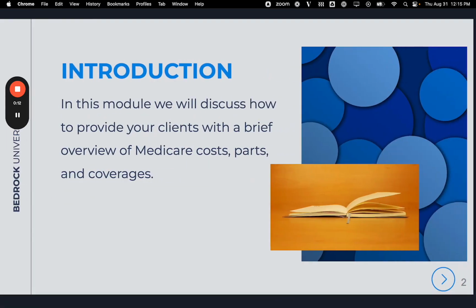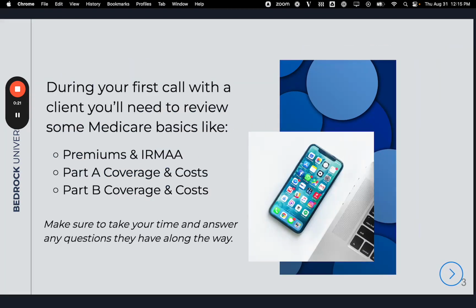Introduction. In this module, we will discuss how to provide your clients with a brief overview of Medicare costs, parts, and coverages. During your first call with a client, you'll need to review some Medicare basics like premiums and IRMAA, Part A coverage and cost, Part B coverage and costs. Make sure to take your time and answer any questions they have along the way.